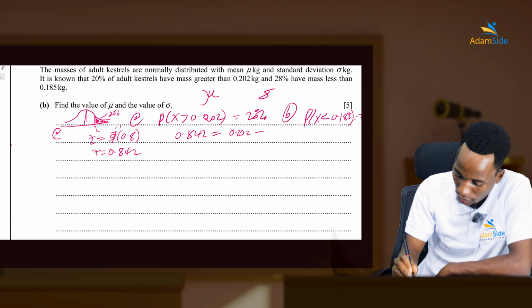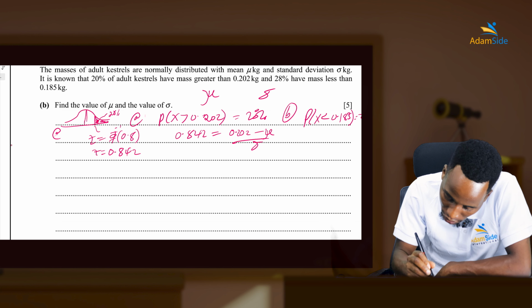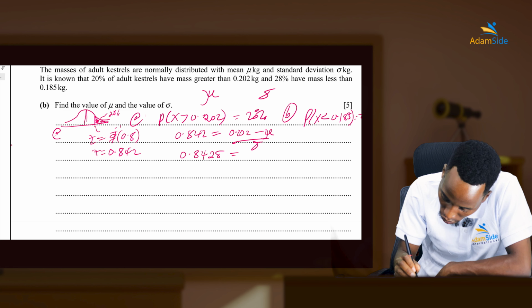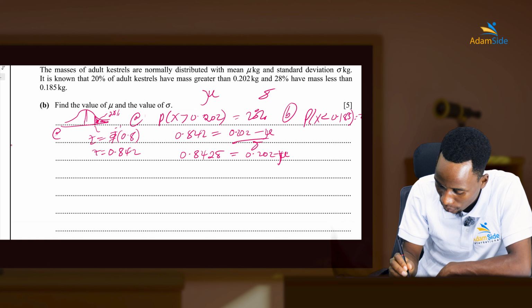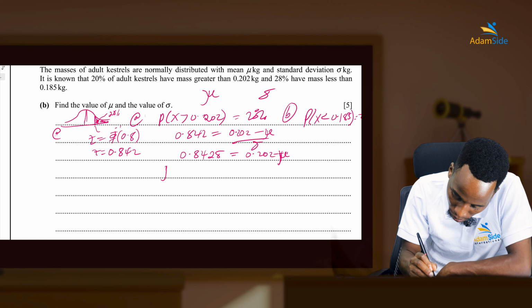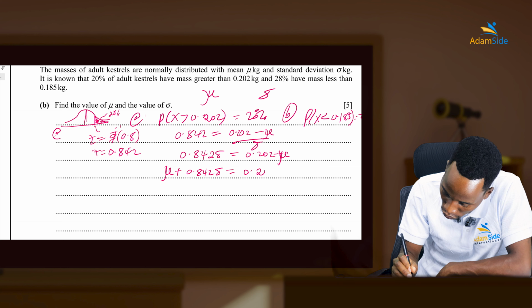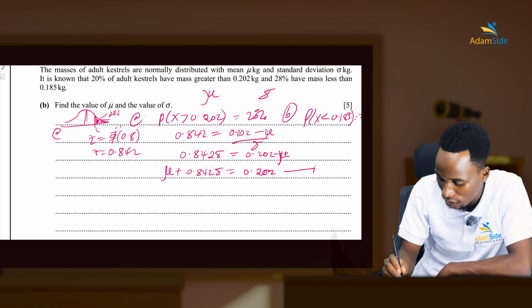So if we standardize, 0.842 equals X, which is 0.202, take away the mean, over the standard deviation. Multiplying by the standard deviation, 0.842 standard deviation equals 0.202 minus the mean. The mean moves this way, so it will be mean plus 0.842 standard deviation equals 0.202. This is the first equation.